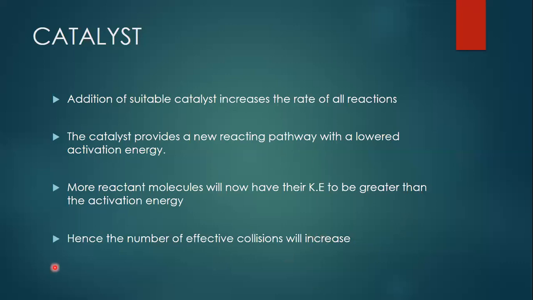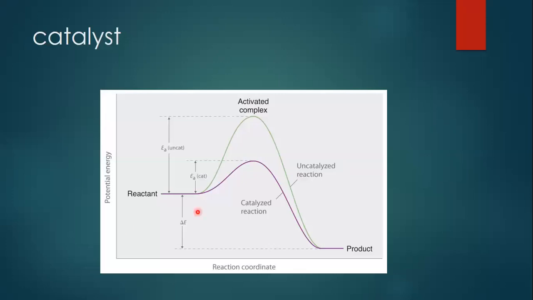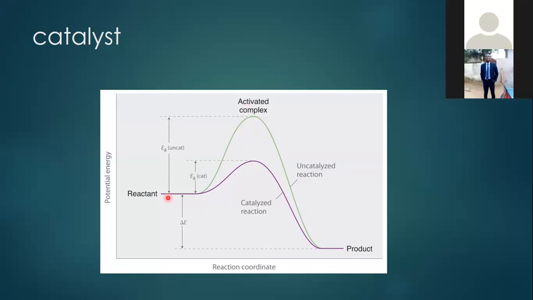We move to the next. We see a graph there. So this is what we are talking about. The first curve in green there is an uncatalyzed reaction. That is a reaction without a catalyst. And you can see it has a high activation energy. The peak there is called the activated complex. So here we need a high activation energy to enable the reaction to be complete.